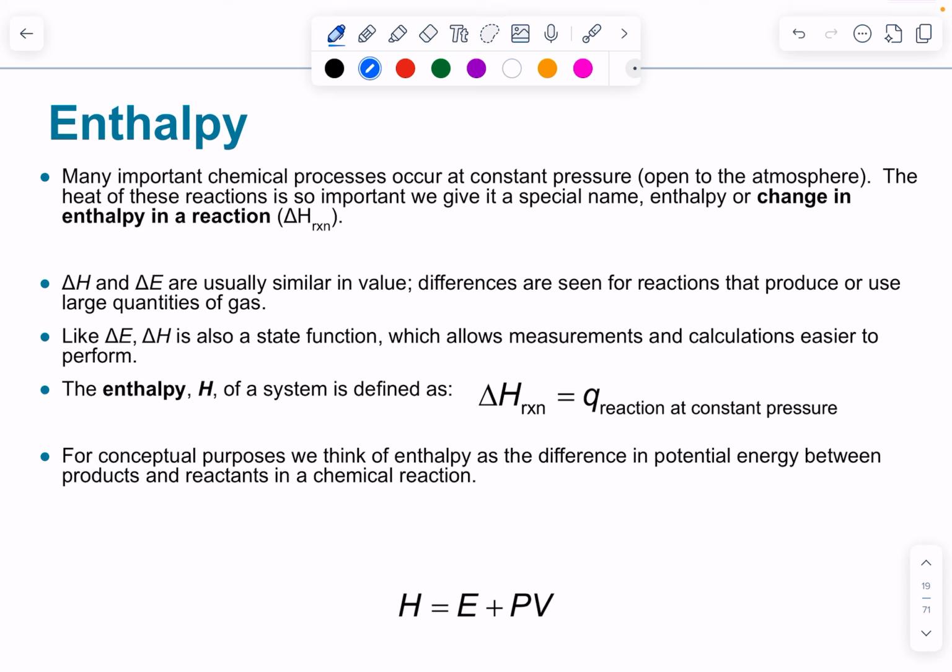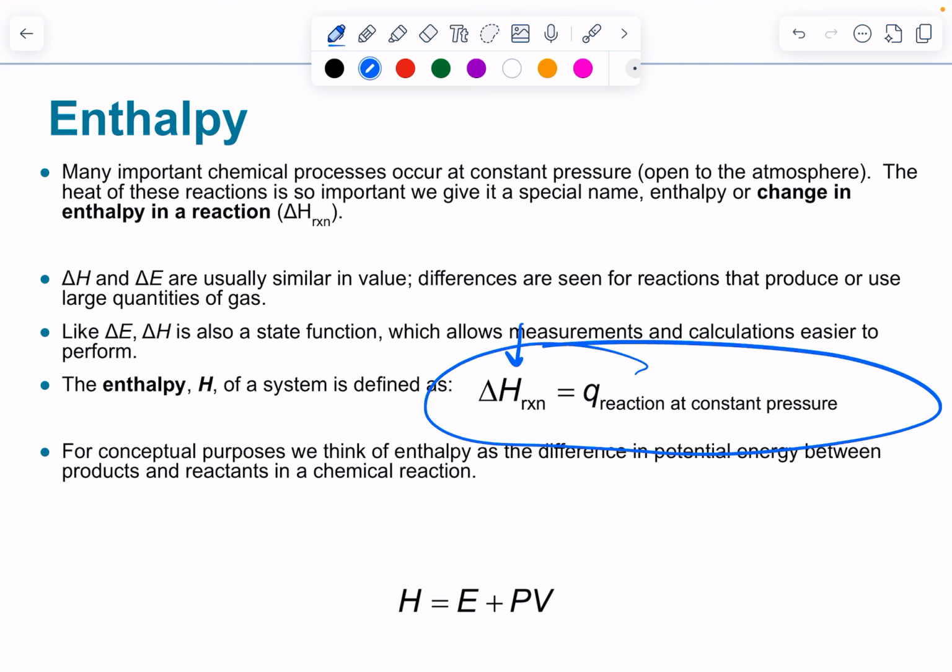Okay, so the last concept we need to talk about today is enthalpy. All right? So enthalpy is a special kind of heat. It is heat at constant pressure. So every time you see this H, I want you to just think heat, okay? Because all of the reactions where we think about enthalpy, we're going to be thinking about it in terms of heat. It is very specifically heat at constant pressure.